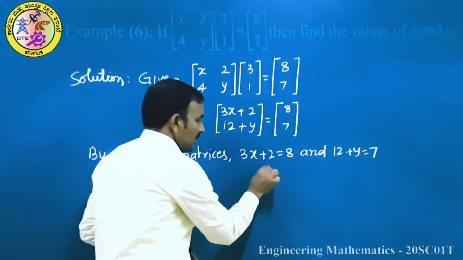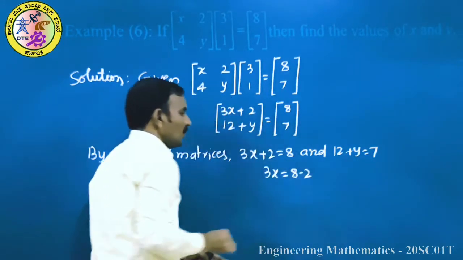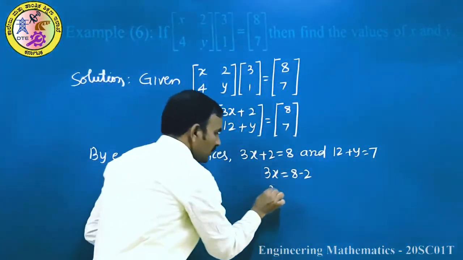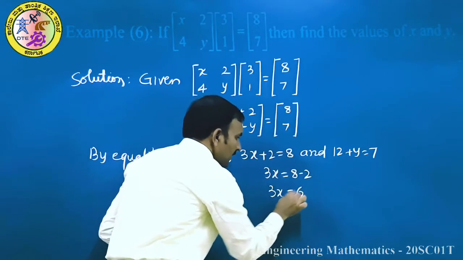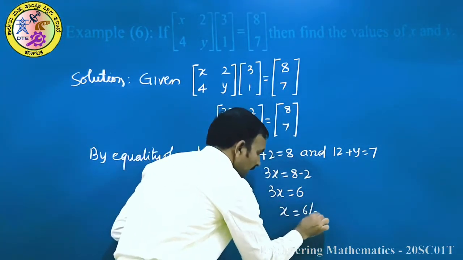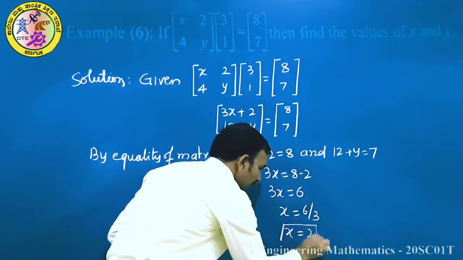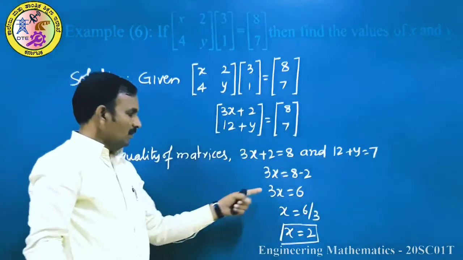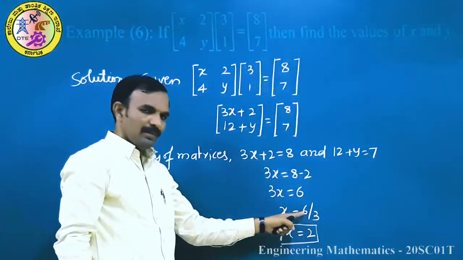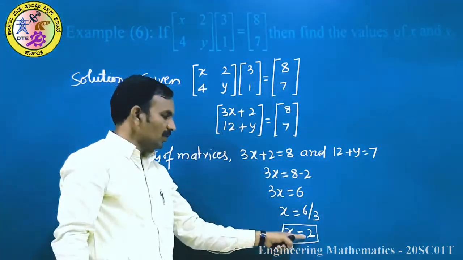That is 3x equal to 8 minus 2, since plus 2 moves across as minus 2. What is 3x equal to? 8 minus 2 is 6. x equal to 6 by 3. 3 ones are 3, 3 twos are 6. So x equal to 2. Now 3x equal to 6, 3 divides 6: 3 ones are 3, 3 twos are 6. That is x equal to 2.